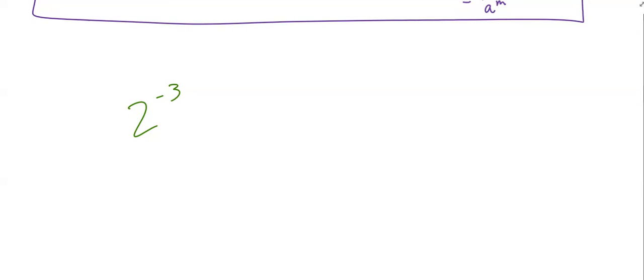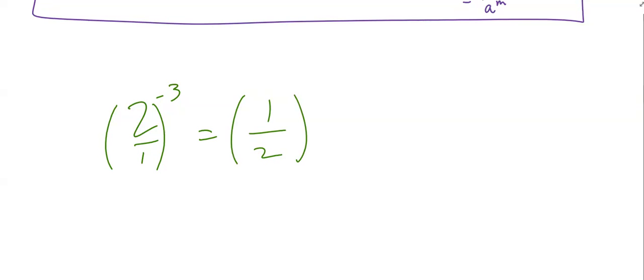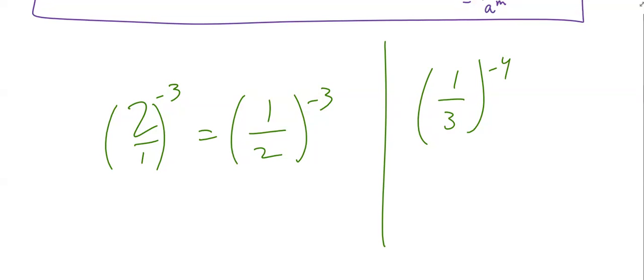Or if I started with 1 over 3 to the negative 4, I would flip that to 3 over 1 to the negative 4, which is just 3 to the negative 4. It takes whatever your base is and flips it. Whether it's a whole number, a fraction with a numerator and a denominator, no matter what, it flips the whole thing.